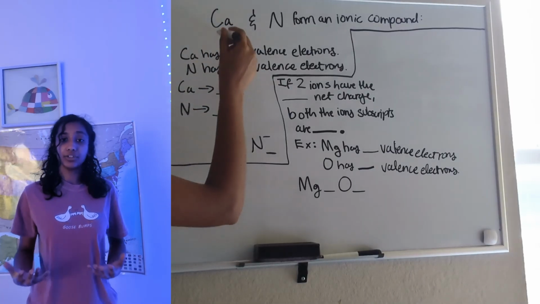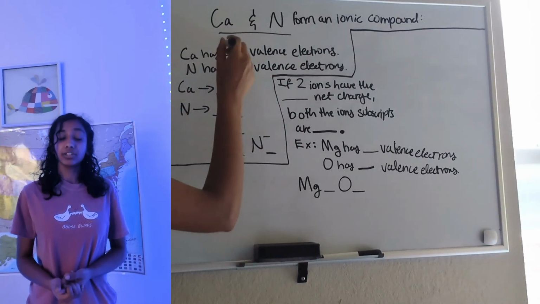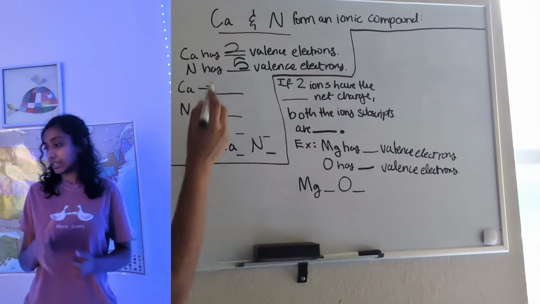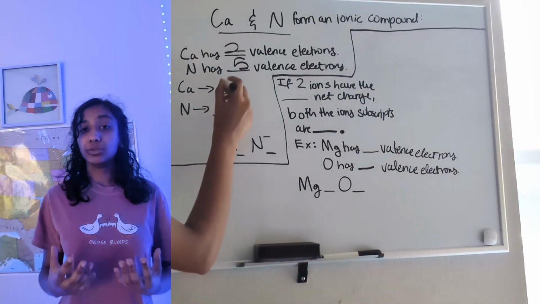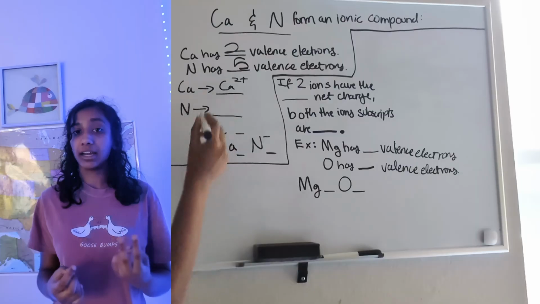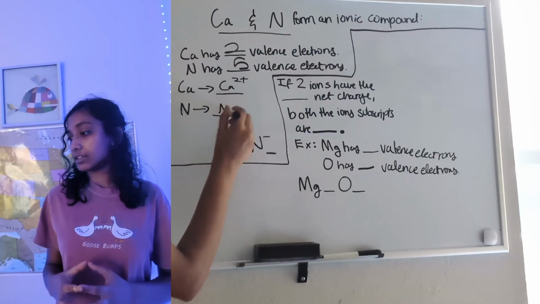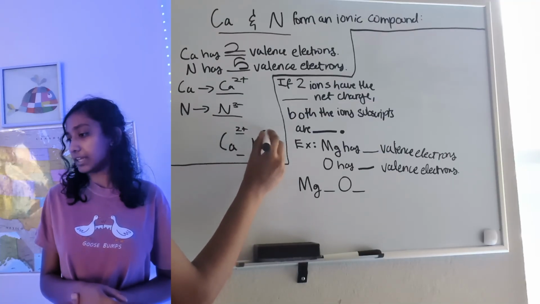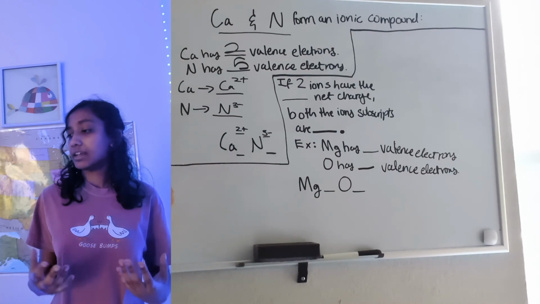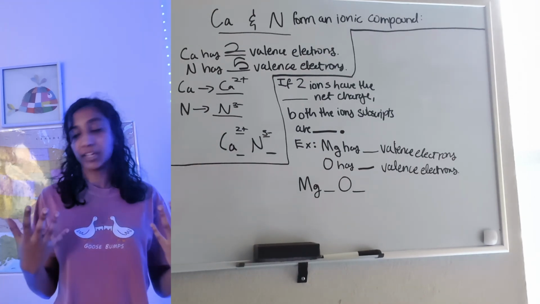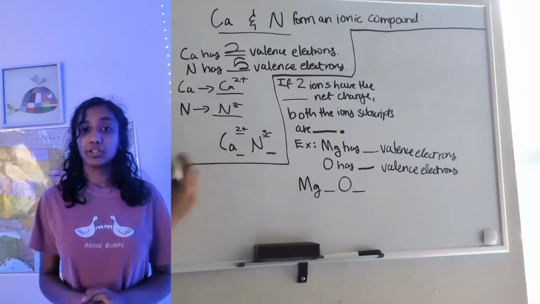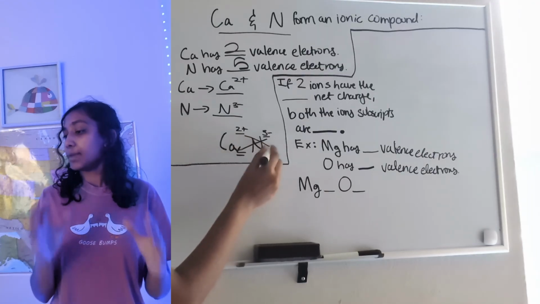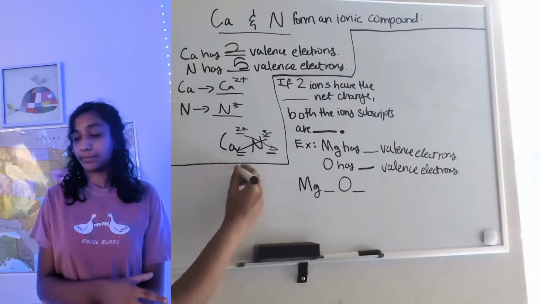Let's say that calcium and nitrogen are going to form an ionic compound. Calcium, the metal, has 2 valence electrons, and nitrogen, the nonmetal, has 5 valence electrons. Calcium will lose 2 electrons to become the calcium 2+ ion, and nitrogen will gain 3 electrons to become the nitrogen 3- ion. But if calcium gives its 2 electrons to nitrogen, that's still not enough. Nitrogen would need 1 more electron in order to become stable. So, to balance the transfer of electrons, we take the charges of calcium and nitrogen and make them the subscripts of the other atom.